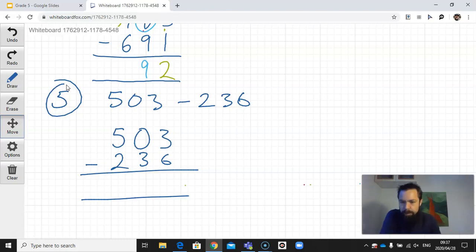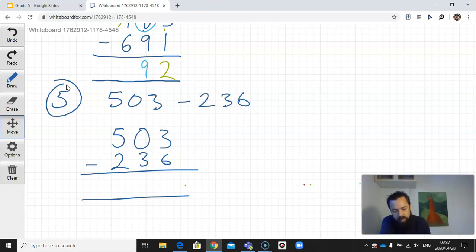Right. Just quickly, this is the common mistake. People see a 3 and a 6 and they go 6 minus 3, because we're used to doing the bigger number minus the smaller number. But in this case, we've always got to take the number on the bottom away from the number on the top. That's the thing to remember.